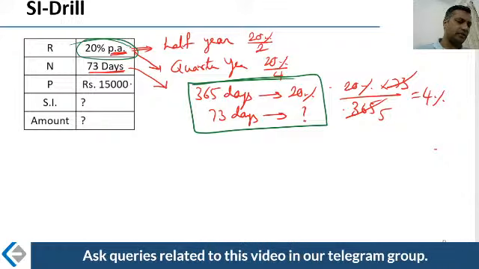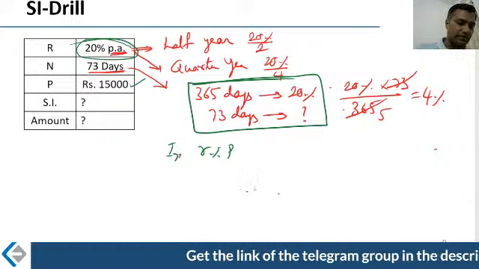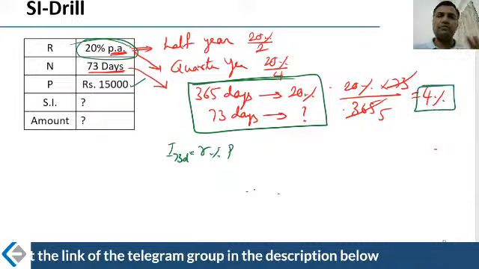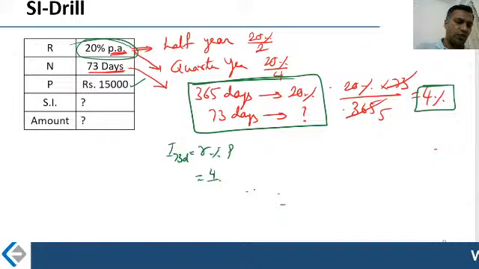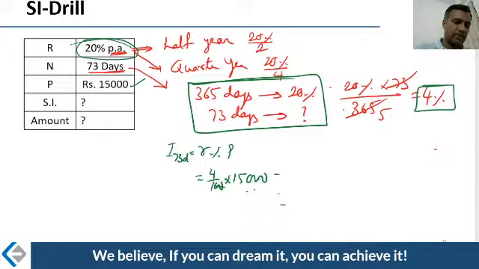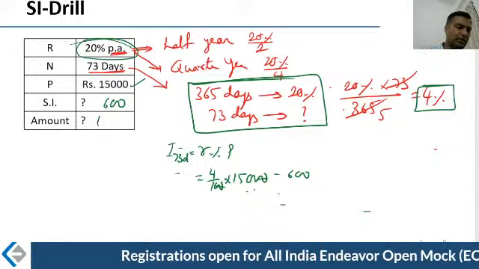So the principal is 15000, and I can find the simple interest here. The interest is R percent times the principal, not the interest for the entire year, but the interest for 73 days. What is the revised percentage here? 4%, not per annum, 4% for 73 days. Therefore, this is 4 by 100 times 15000. Simple calculations lead us to 600. Therefore, you are saying that I will give you only 600 rupees as the interest amount, so the total is 15,600.